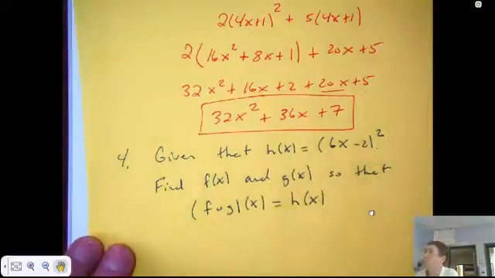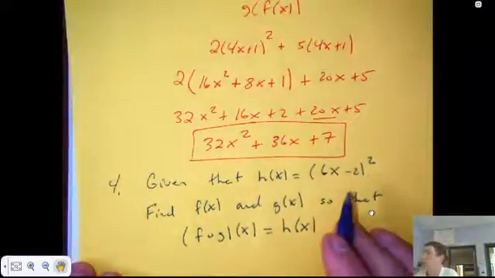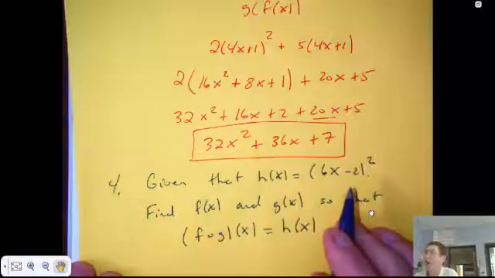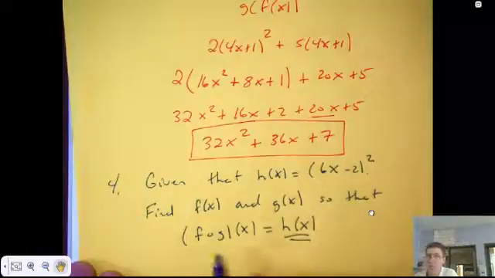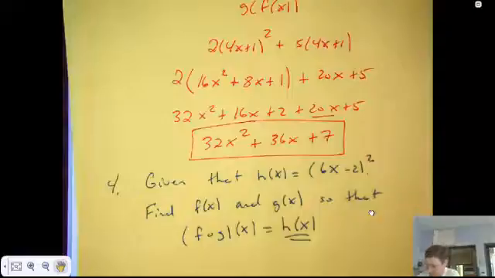Does that say 6x minus 2? Yeah, 6x minus 2 quantity squared. So this time we're working backwards. I'm giving you what the composition should look like. I want you to find the individual functions. Right? And there's more than one possible answer on questions like this.